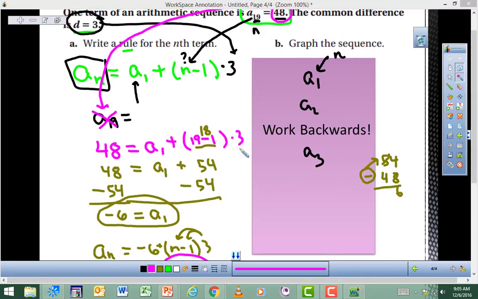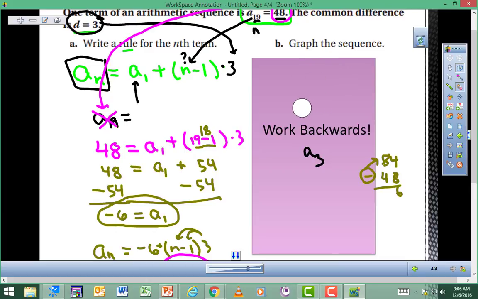Alright, so working backwards is a little bit harder, right? You have to do a little bit of algebra. Now what they asked though is for us to graph the sequence. So let me show you what that's about. You see, they're trying to give you an idea about how the graph looks.